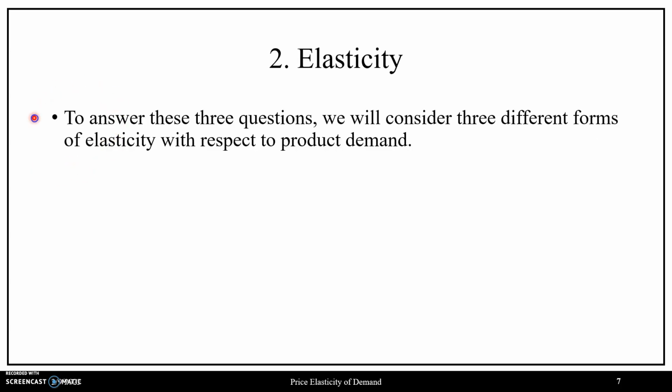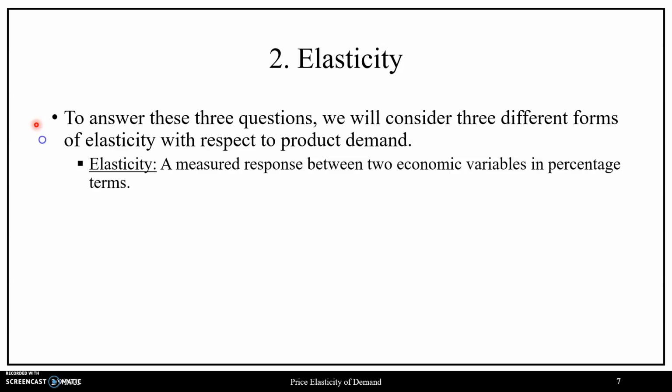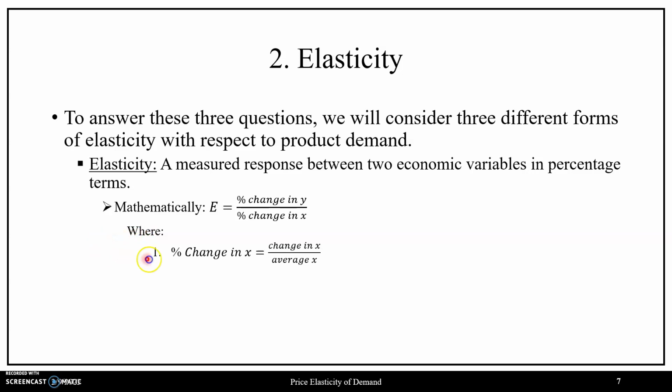And in order to answer these three questions, we will consider three different forms of elasticity with respect to product demand, where elasticity is going to be a measured response between two economic variables in percentage terms. Mathematically, elasticity is equal to the percentage change in Y divided by the percentage change in X. Observe that elasticity then is just the slope formula but given in percentage terms, in that we have the change in Y divided by the change in X, the standard slope formula, but now we're just putting it in percentage terms.